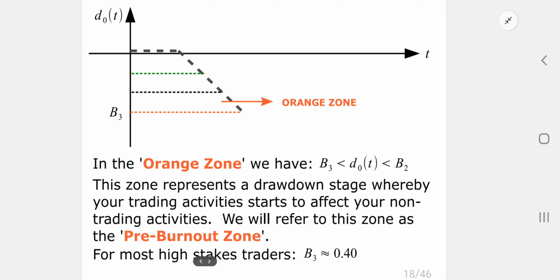In the orange zone, we have B3 is less than D0 of T, which is less than B2. This zone represents a drawdown stage whereby your trading activities start to affect your non-trading activities. We will refer to this zone as the pre-burnout zone. For most high-stakes traders, B3 approximately equals 0.4.